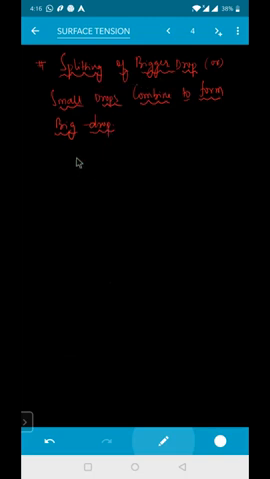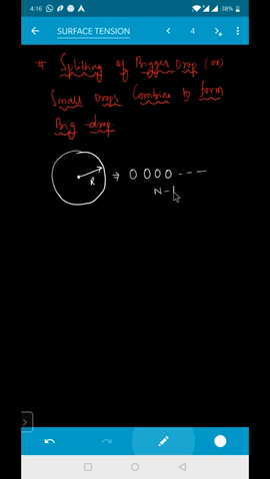Splitting of a bigger drop. Say I'm having a bigger drop with a radius of capital R, and this is being split into n number of droplets. 1, 2, 3, 4, like that. How many? n drops. Now, what is happening to the area? It is increasing. Initially, this was the only area. Now, small drops are covering a larger area. So the area is increasing.